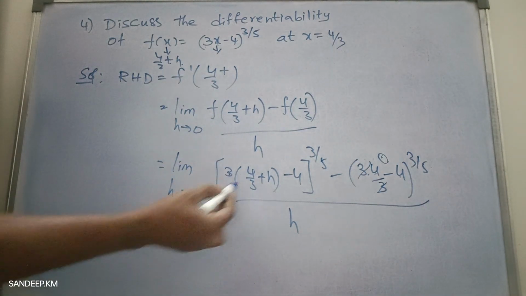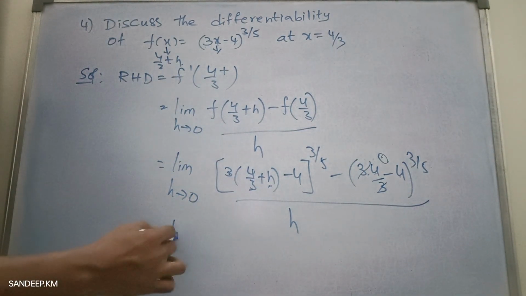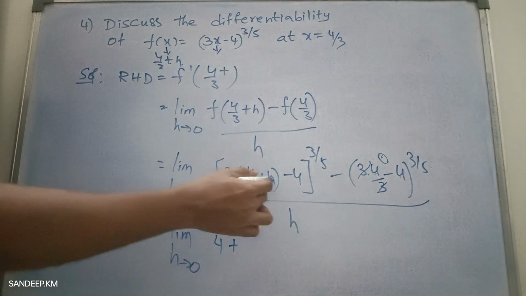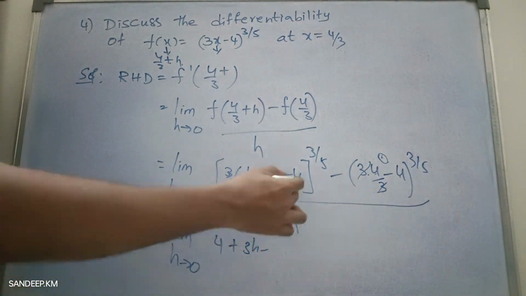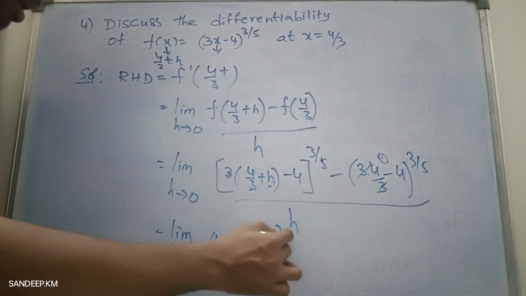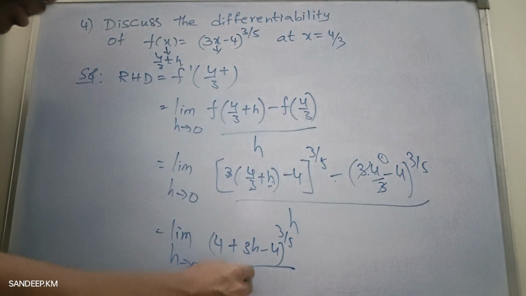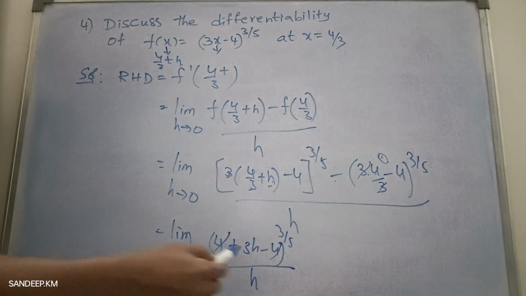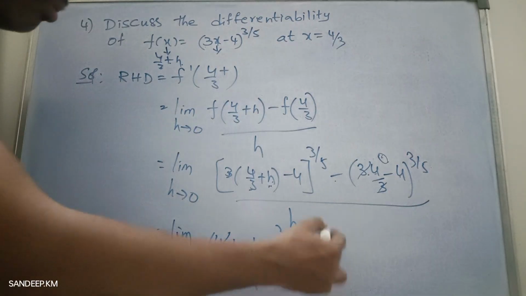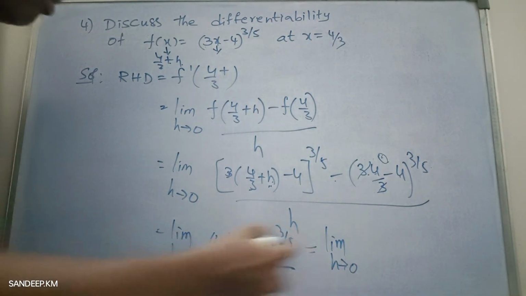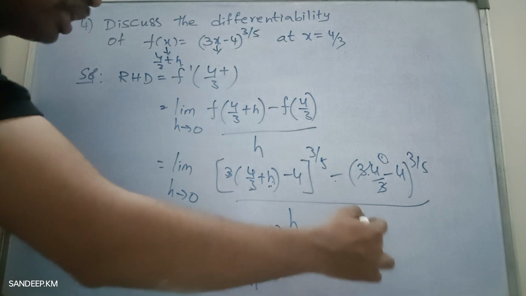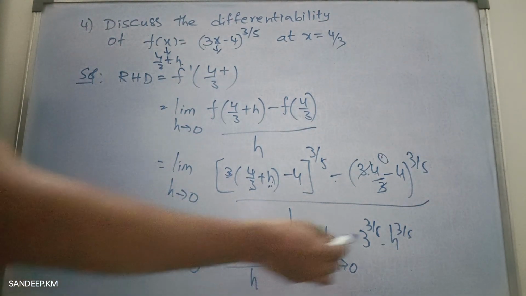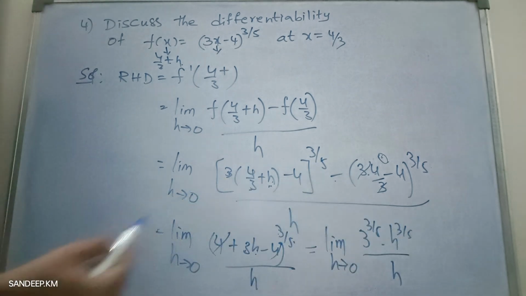Take 3 inside and multiply with both the terms. What do we get? Limit h approaches 0, 3 into 4 by 3 is 4, plus 3 into h is 3h, minus 4, whole power 3 by 5, minus 0 is not needed, whole divided by h. Plus 4 and minus 4 will get cancelled. It is equal to limit h approaches 0, 3h whole power 3 by 5 is 3 power 3 by 5 into h power 3 by 5, divided by h.